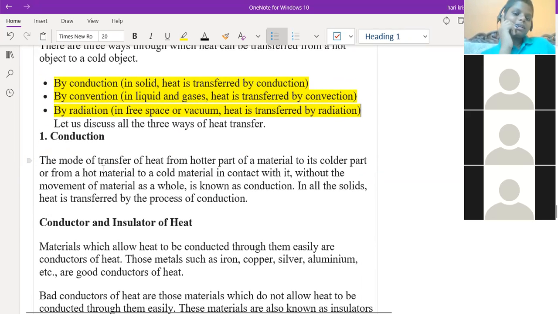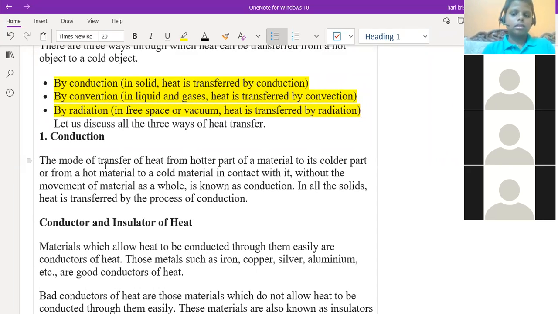Sir, in conduction, the heat is transferred from a solid object to another solid object. Here the molecules don't move. Just the heat transfers from one to the other, because solids are compact. Only the heat moves, and the molecules don't move in this. There is only vibration. Sir, it is a good conductor of heat.